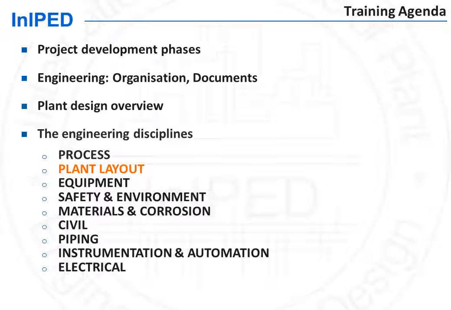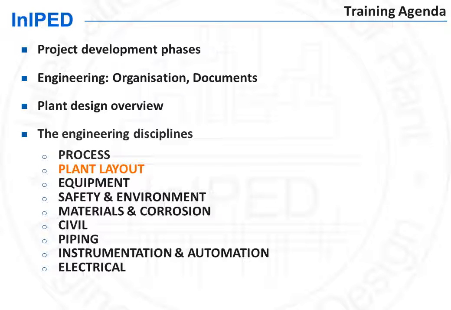Now that we have defined the process scheme and the process equipment, we shall define their location. This will also determine the required plant footprint. It is the scope of the plant layout discipline. This discipline is usually grouped under piping, even though it has a very distinctive role.